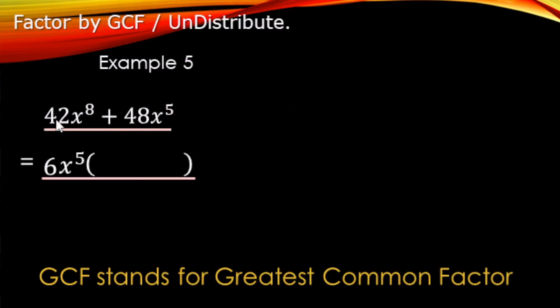So we're going to remove the 6 from the 42. That leaves us with a 7. And again, we're thinking division, or 6 times 7 equals 42. And then we're going to remove or divide out 5 factors of x from the 8 factors of x up here. And that's going to leave us with 3 factors of x. And then 6 times 8 makes 48. So we get an 8 there. And then x to the 5th times no more x's to make x to the 5th.